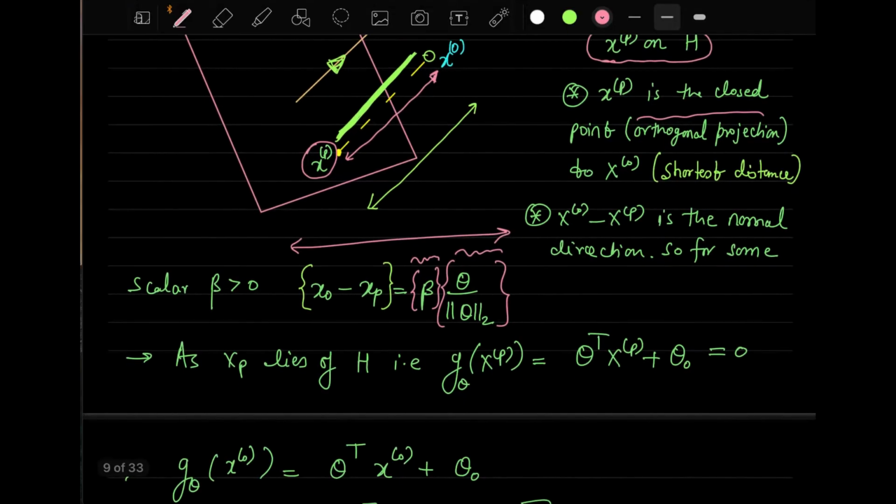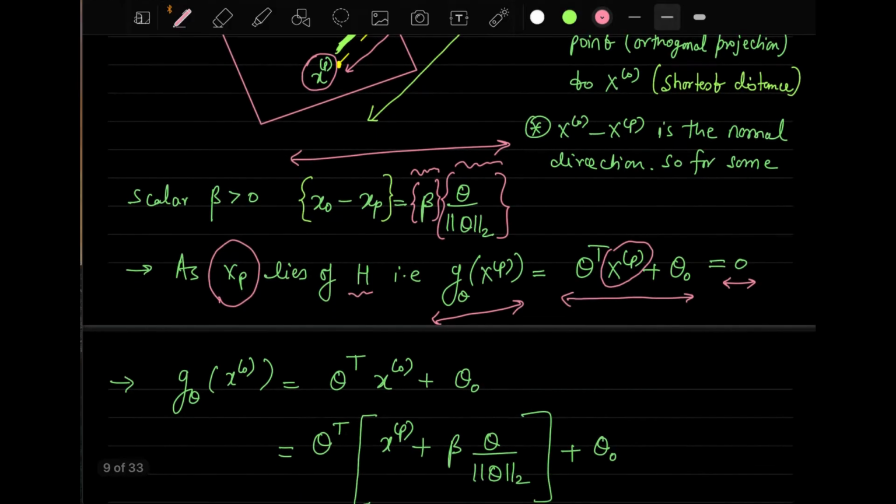Now, as you know, xp lies on the hyperplane. So if xp lies on the hyperplane, you can use the equation we are already using, that is g theta of xp. Once you put this xp into the hyperplane equation, what you will get is this. As simple as that. You are just putting xp here, and everything is 0. Now we want to put the value of x0 into the hyperplane equation. If I write the hyperplane equation with x0 here, then this will be the equation.